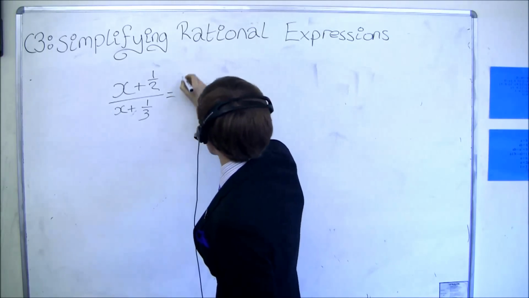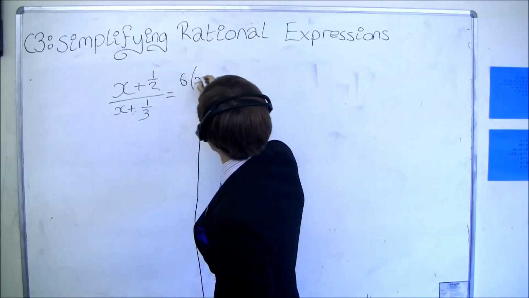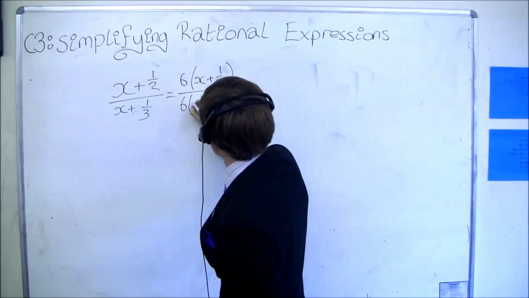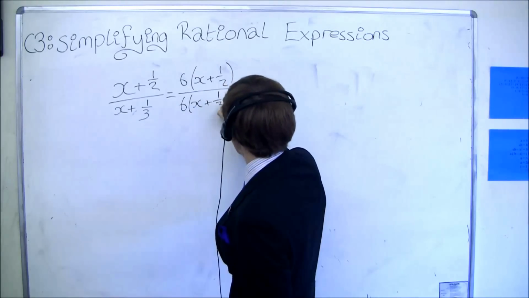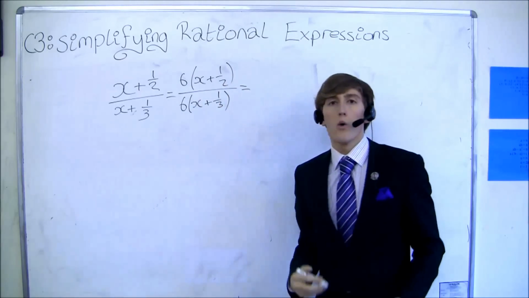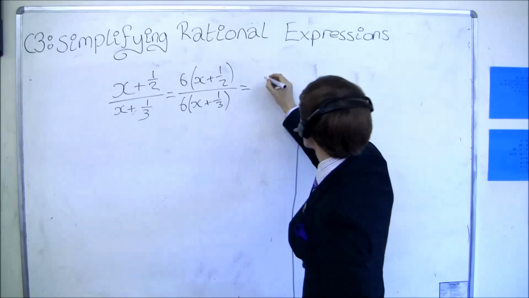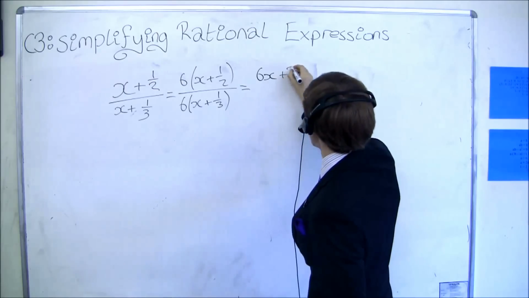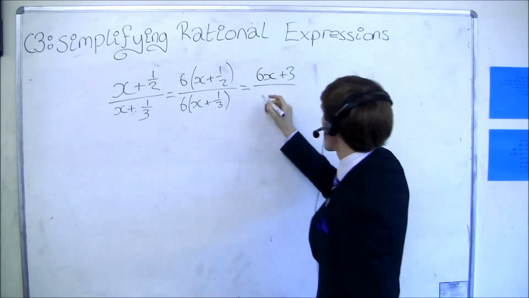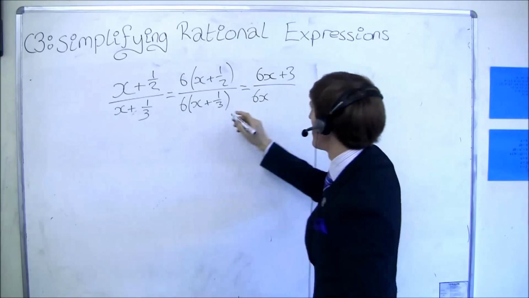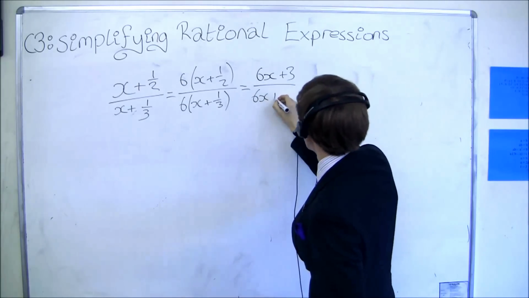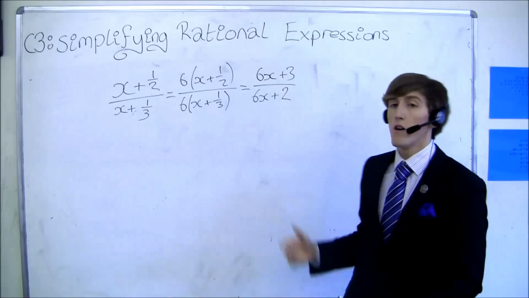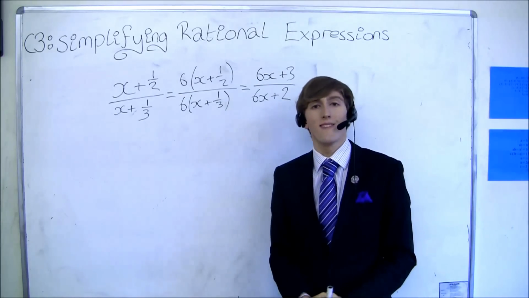So if we multiply by 6, we get 6 times x plus a half all over 6 times x plus a third. And now all we have to do is expand our brackets. So on the numerator we have 6x plus a half times 6 is 3. The denominator, 6x, a third times 6 is 2, sorry. So our final answer is 6x plus 3 over 6x plus 2.